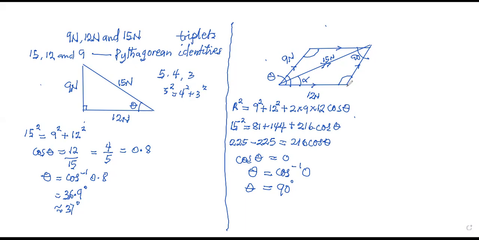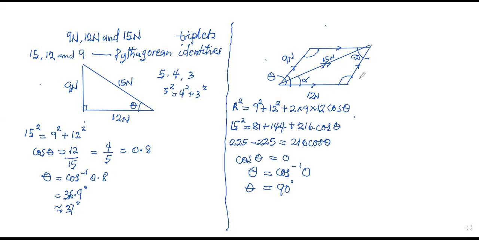Service, I have a question. Go ahead. So what about the 216 that was attached to the cos theta? Oh, once the left hand side is 0, when you divide by 0, that will still be 0. Okay.